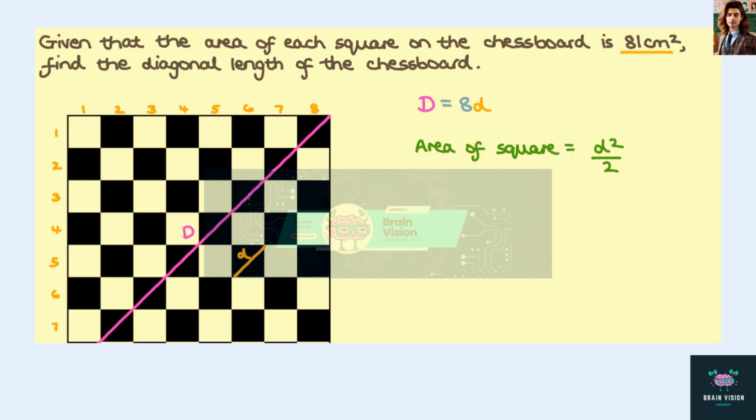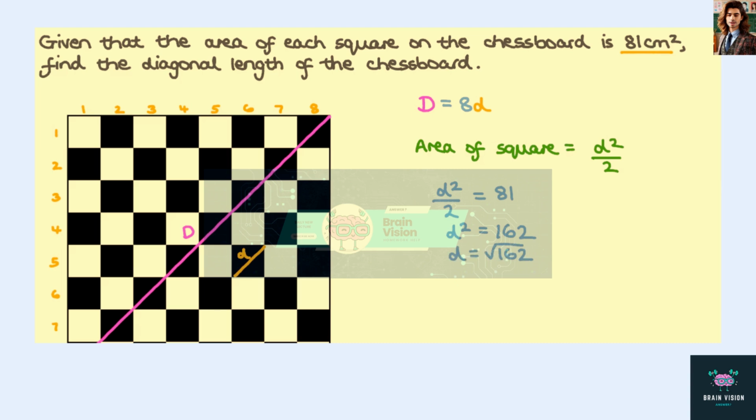We're given that the area of each square on the chessboard is 81 square centimetres, and we can also recall that the area of a square is equal to half the square of the length of its diagonal, d squared over 2. So, combining these two pieces of information, we can form an equation. Lowercase d squared over 2 is equal to 81. Multiplying both sides of this equation by 2, we find that d squared is equal to 162.